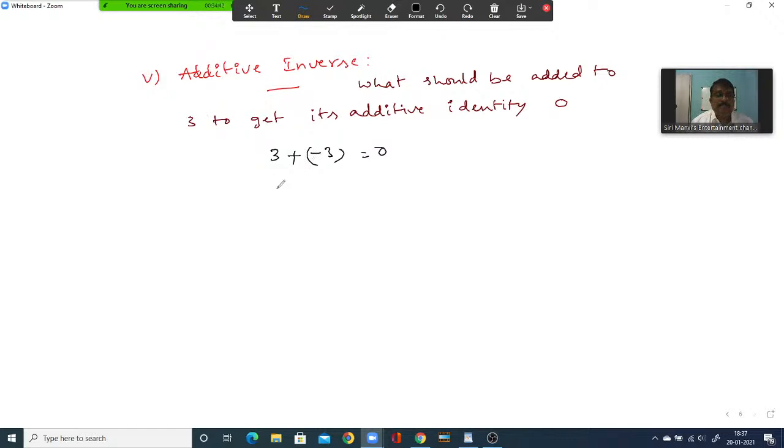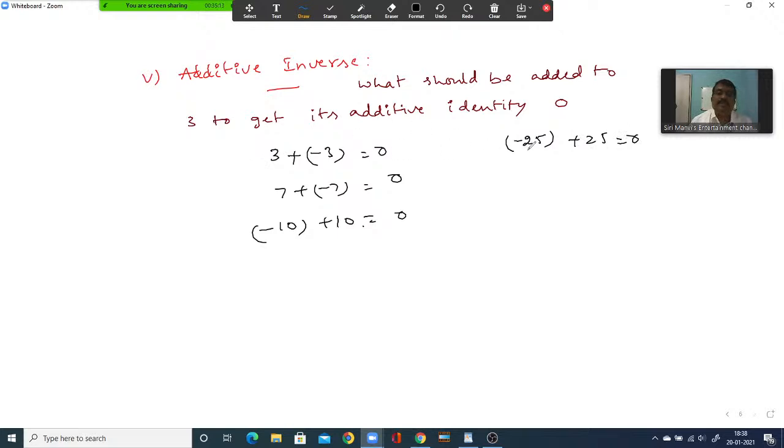Next, 7 plus minus 7. This is also 7 minus 7, that is 0. Okay. So minus 10 plus 10. This is also 10 minus 10, that is 0. Check some more examples. I am going to take some more examples. So minus 25 plus 25 is 0.